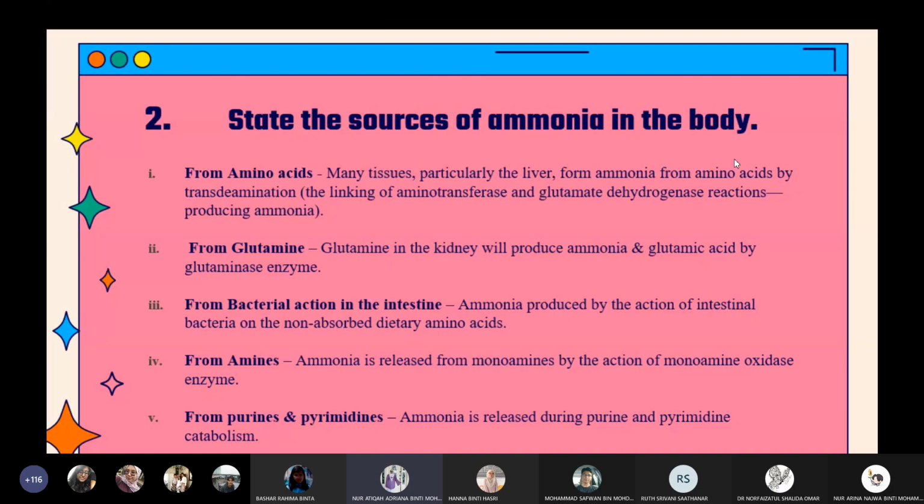Second, glutamine in the kidney will produce ammonia and glutamic acid by the glutaminase enzyme. Third is from bacterial action in the intestine, where ammonia is produced by intestinal bacteria acting on non-absorbed dietary amino acids. Fourth is from amines. Ammonia is released from monoamines by the action of monoamine oxidase. Lastly, from purines and pyrimidines, where ammonia is released during purine and pyrimidine catabolism. I will pass to the next presenter.